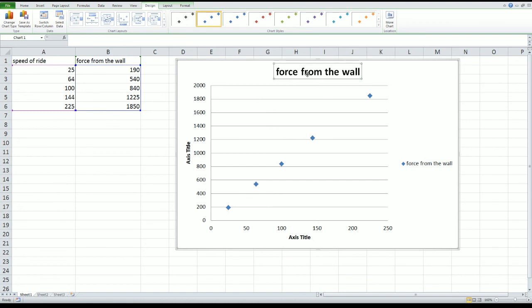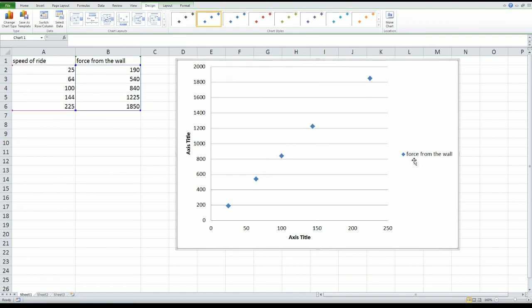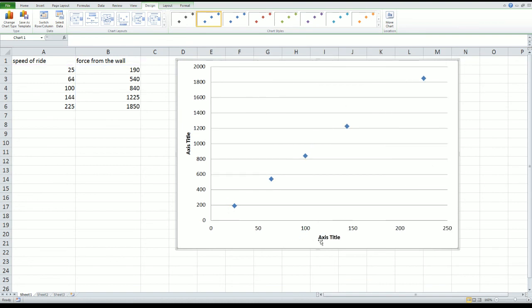Let's just make that. So the input, right? This is your input. The input was the speed of the ride squared. The output, nothing happened to it. This is still the force from the wall.